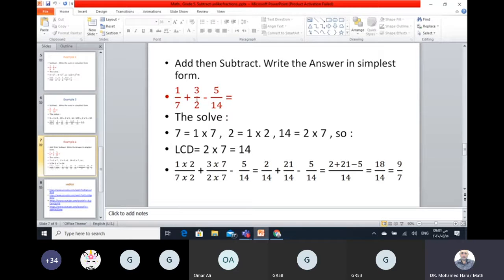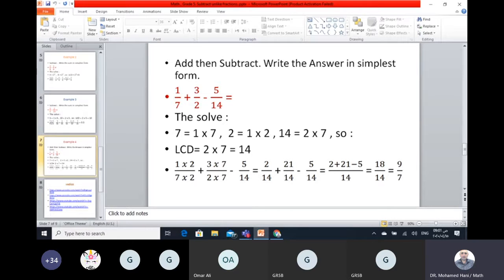here, ask yourself which number times 2 will be 14. It is 7. So multiply the whole fraction here by 7. So you can write 3 times 7 over 2 times 7. Minus. Here there is no need to change because the denominator 14 equals the LCD. Drop the same fraction.